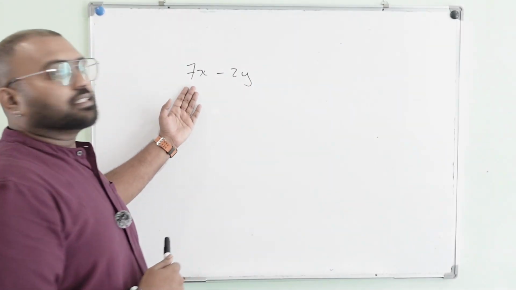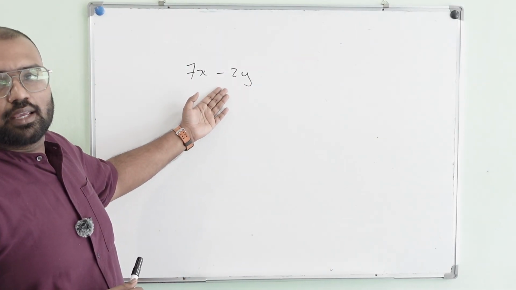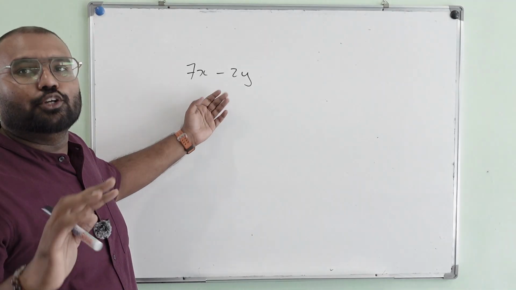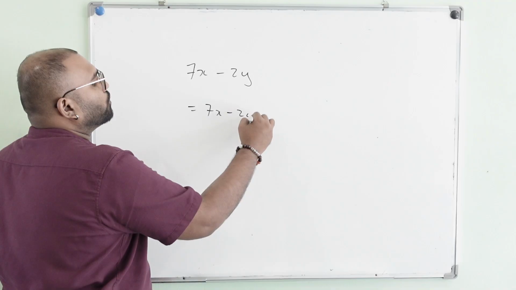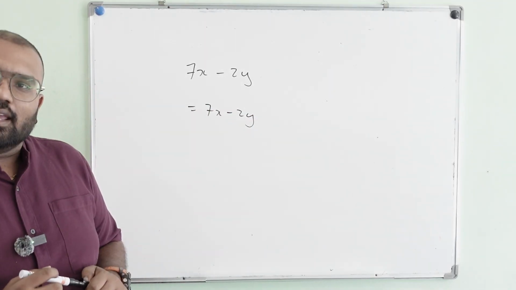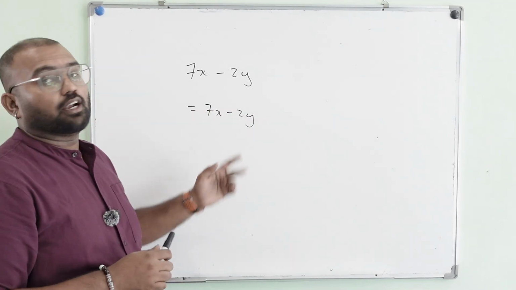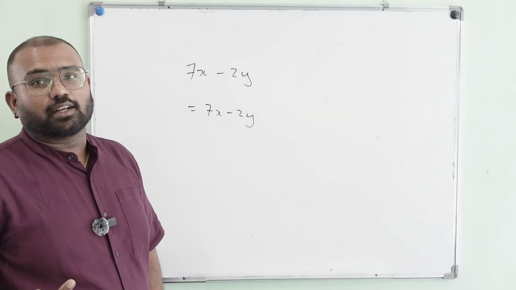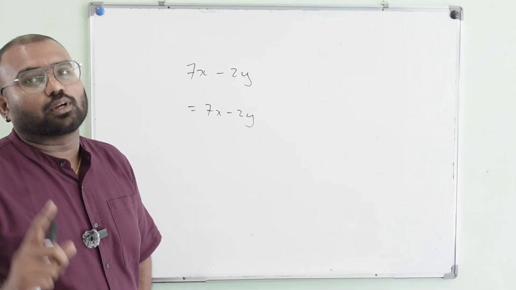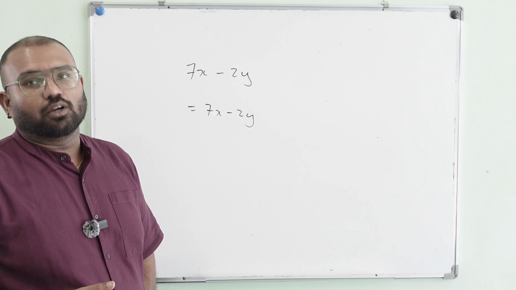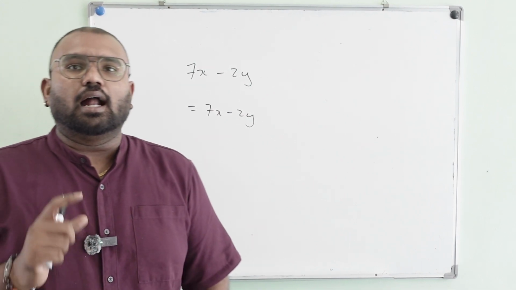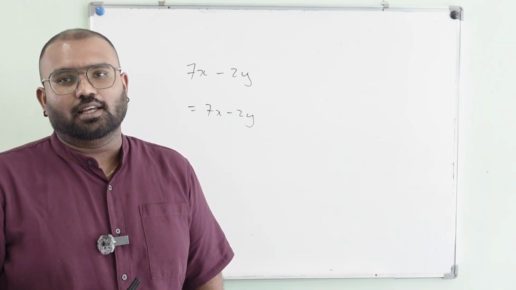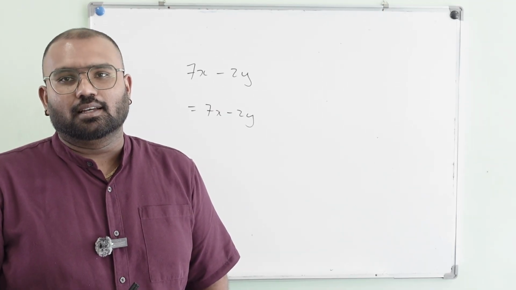So when a question comes out like this, 7x minus 2y, your work is don't do anything. The answer is 7x minus 2y again. Why? Because x and y are not the same. So they are not like terms. When they are not like terms, you can't solve it. Okay? So only like terms can be solved. Unlike terms can't be solved as plus and minus.